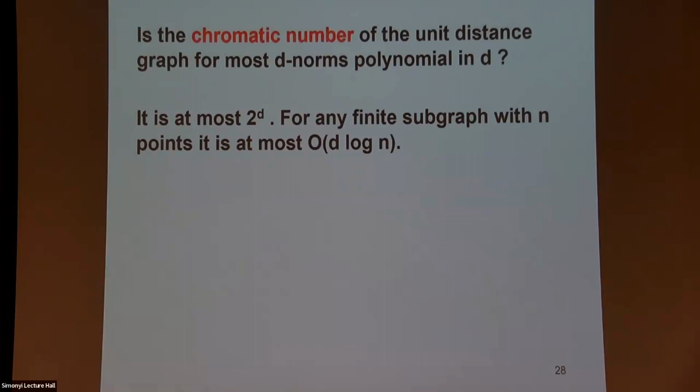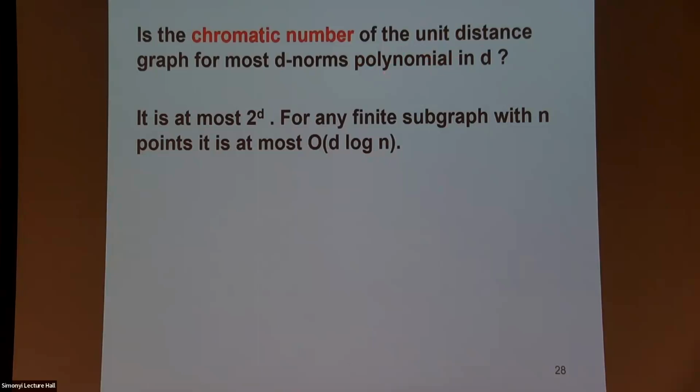Here is something about the chromatic number question. The proof really gives that if you are in dimension D, not dimension two, then the chromatic number of the unit distance graph of most norms is at most 2 to the D. And it's also true that for any finite subgraph with n points, the chromatic number is at most D log n. The question is, if the chromatic number of the whole unit distance graph is at most polynomial in D.